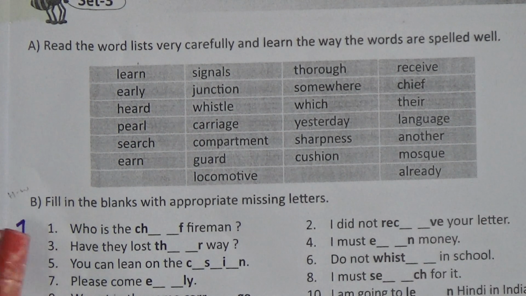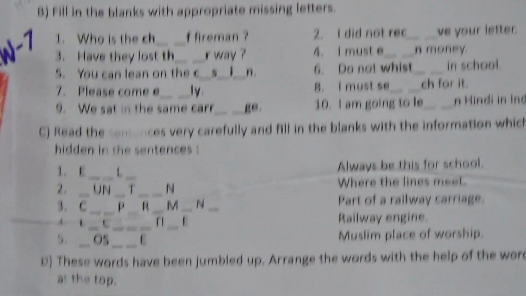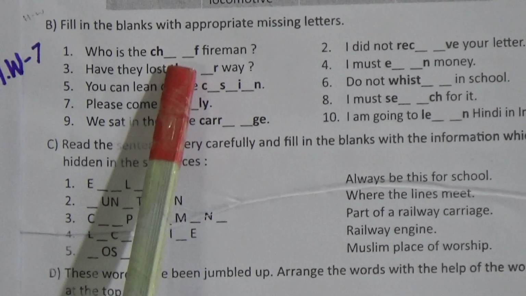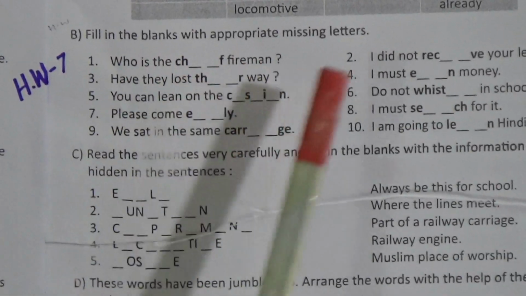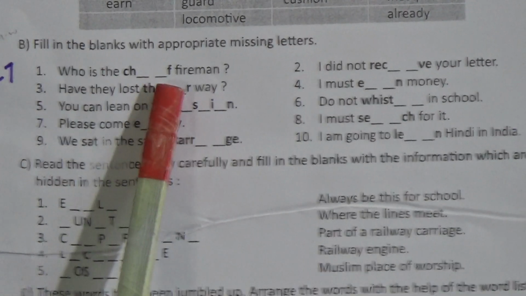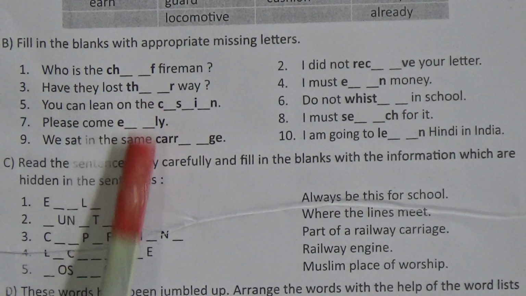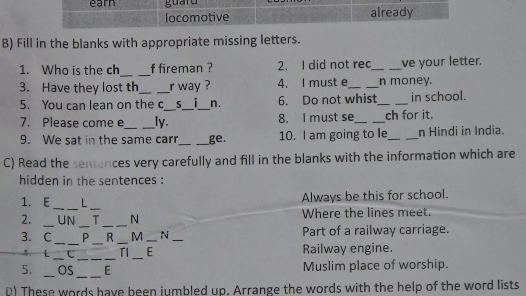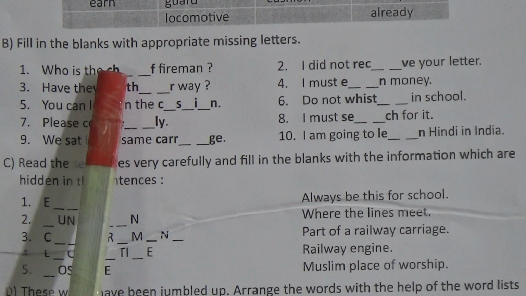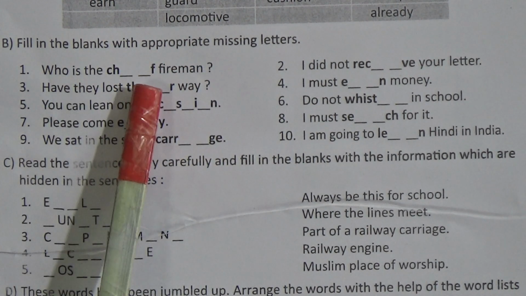Now number B will be your SW. For set 3, number B, this will be your SW number 7. You will write the correct spellings of the words and you will choose the correct letters for the missing letters. You must fill up the blanks and you will do the SW from number 1 to 10. You can write only the answer. That means you can write only the words where the letters are missing.